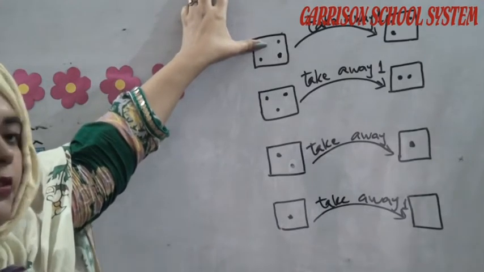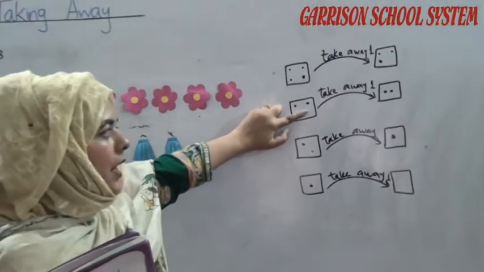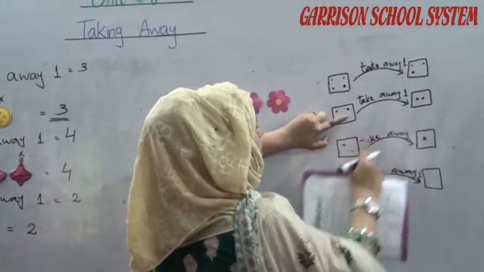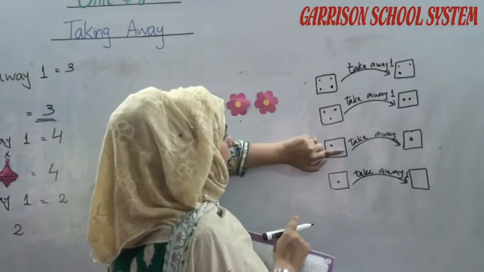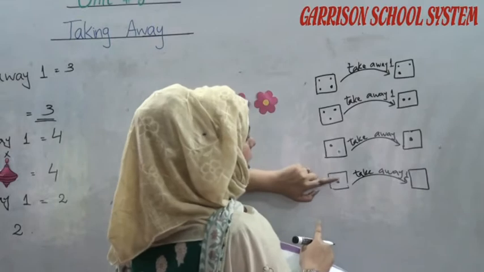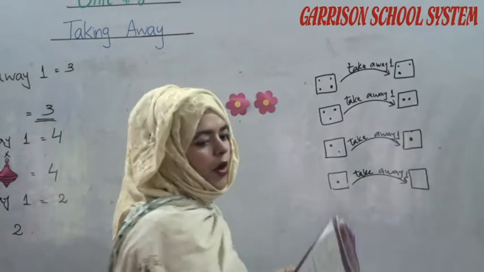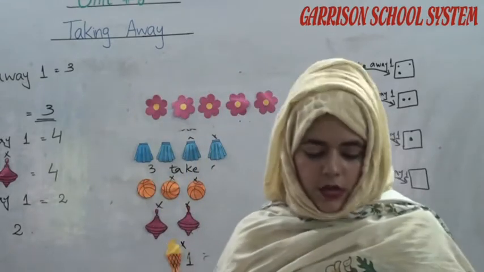We take away 1, so we will be left with 3. We have 3 spots. We have taken away 1, so we will be left with 2. We have 2 spots. We have taken 1. We will be left with 1 spot. We have 1 spot. We have taken 1, so we will be left with no spot. That means we have done all of them.